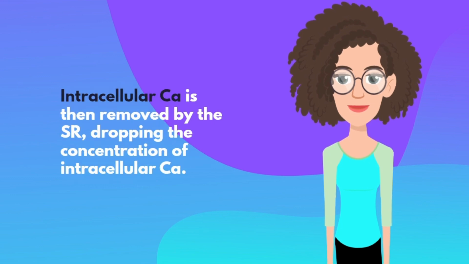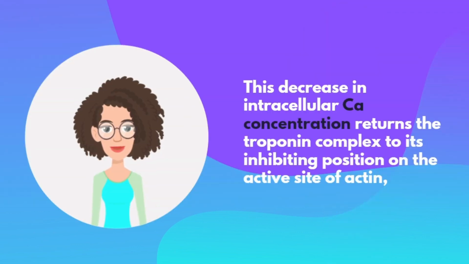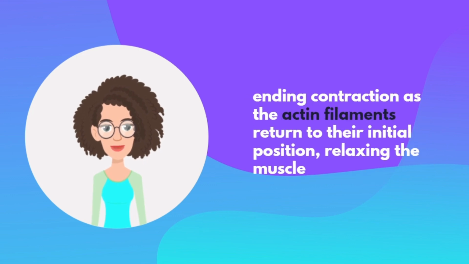Intracellular Ca is then removed by the SR, dropping the concentration of intracellular Ca. This decrease in intracellular Ca concentration returns the troponin complex to its inhibiting position on the active site of actin, ending contraction as the actin filaments return to their initial position, relaxing the muscle.